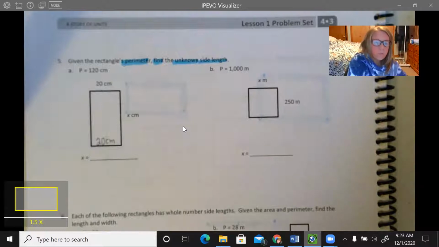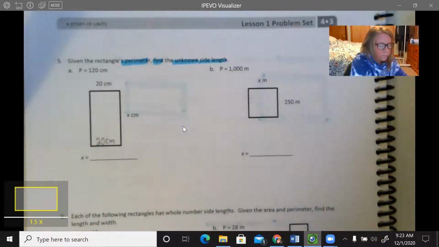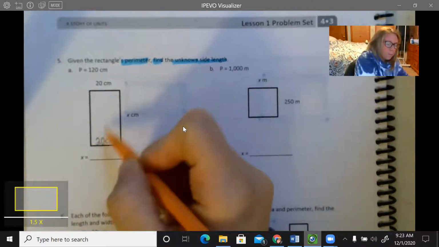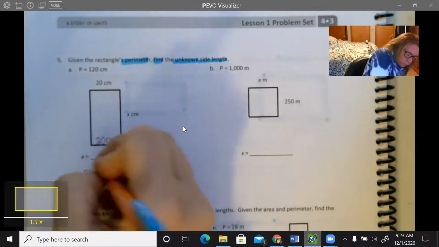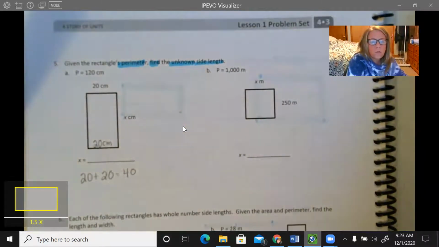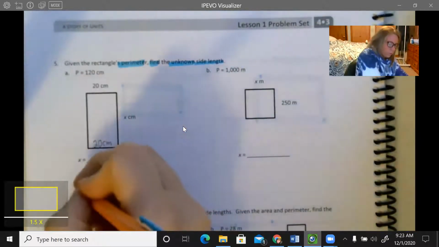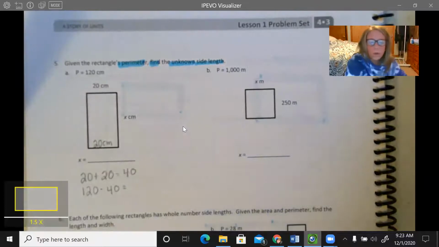Okay, so we have to start with what we know. Our total, the whole way around, is 120. So I'm going to take my 2 side lengths and add those up. So I know 20 plus 20 equals 40. I'm going to take that away from my total. 120 minus 40. So I know from my mental math that that's 80.